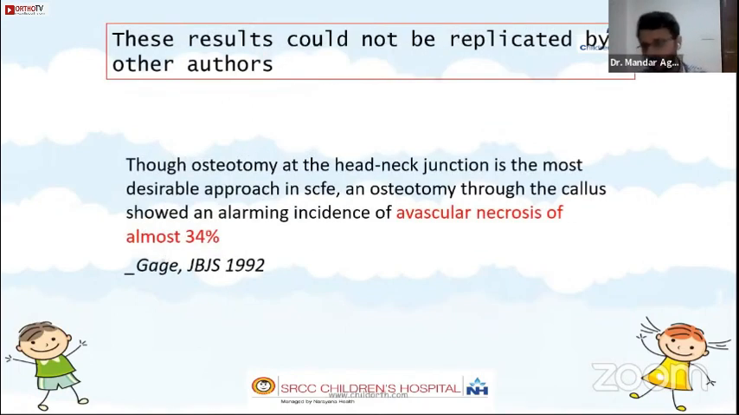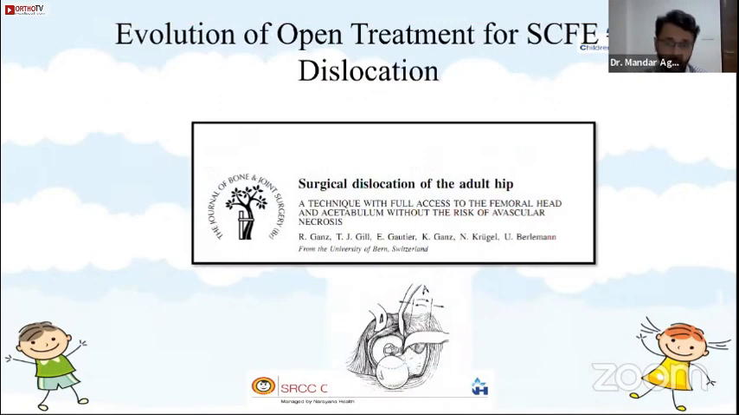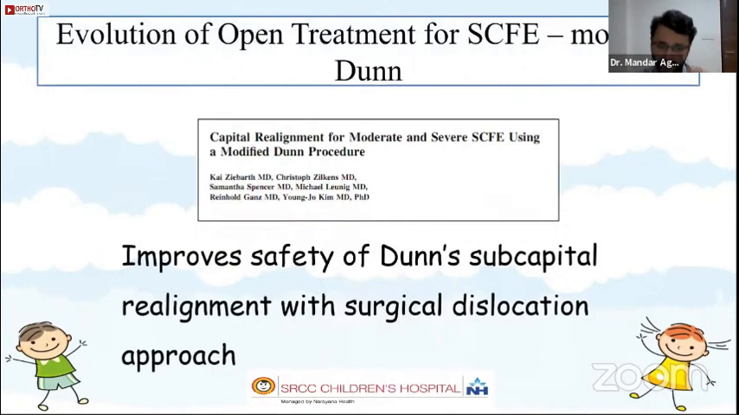However, in most other series, there is a very high, almost a 30 to 40% chance of avascular necrosis, and this could not be replicated by others. So what is the new treatment for severe SCFE? It started with the great article, The Surgical Dislocation of the Adult Hip, followed by the article by Ziebarth and Ganz, where they combined the efficacy of the safe surgical dislocation approach with the Dunn subcapital realignment.